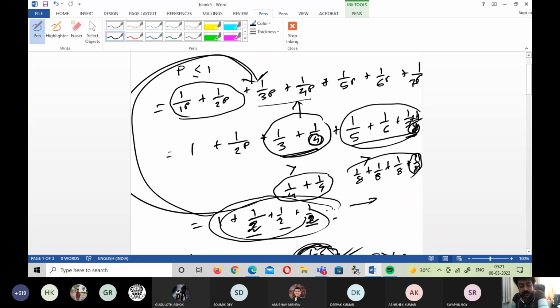Is it clear to all of you? Sir, have you taken p equals to 1 in 1 by 3 plus 1 by 4? If you take p equals to 1, it will become that particular series, 1 by 1, 1 by 2, 1 by 3, that already we have proved. Yes, sir, in the starting we have proved. That is 1 by n, that is divergent series. Okay?